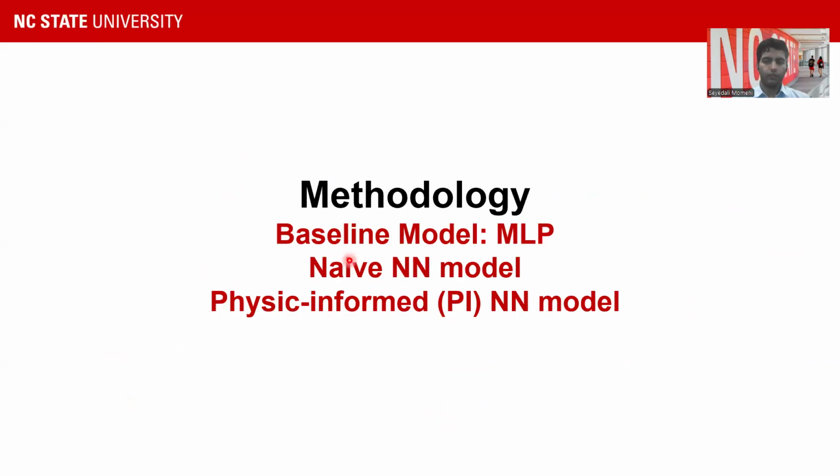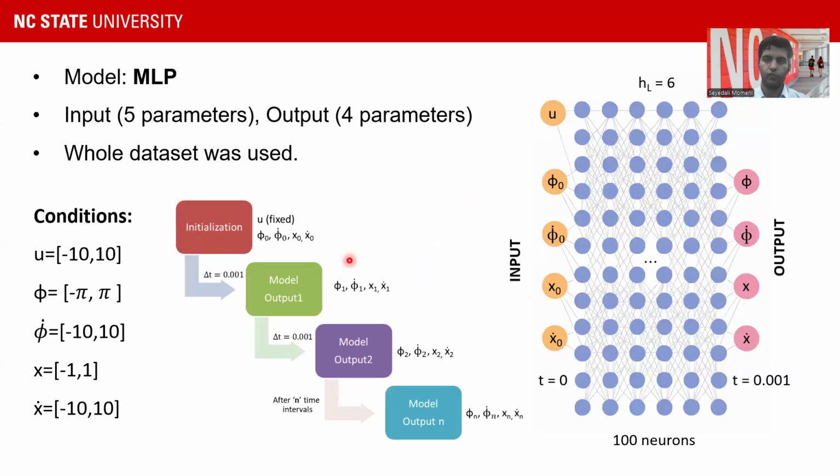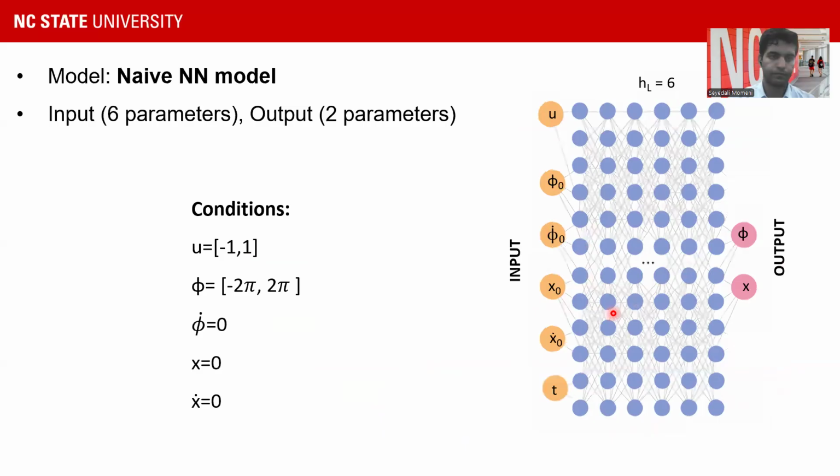We used three different models for this purpose. At first, the MLP, which had five inputs in the input layer at time equal to 0 and four inputs after 1 millisecond. It has six hidden layers, each has 100 neurons. And we use the whole data set to train this model. And you can see the simple architecture here.